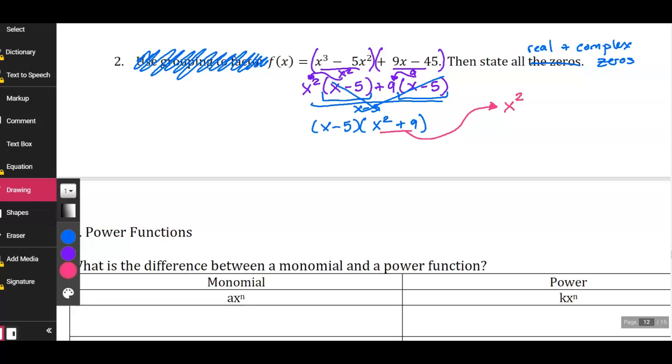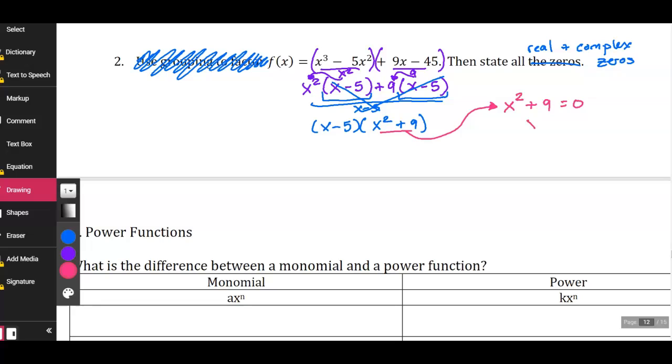How would I take this and find my zeros? What do you do to a factor to then find the zero, or the root, of that factor? Yeah, set it equal to 0 and solve for x.